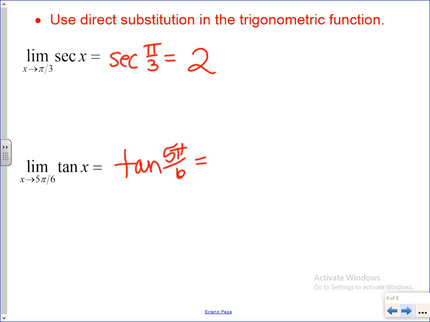Radical 3 over 3. Or negative radical 3 over 3. Which one? Negative. Okay. Good. All right, can you handle those?